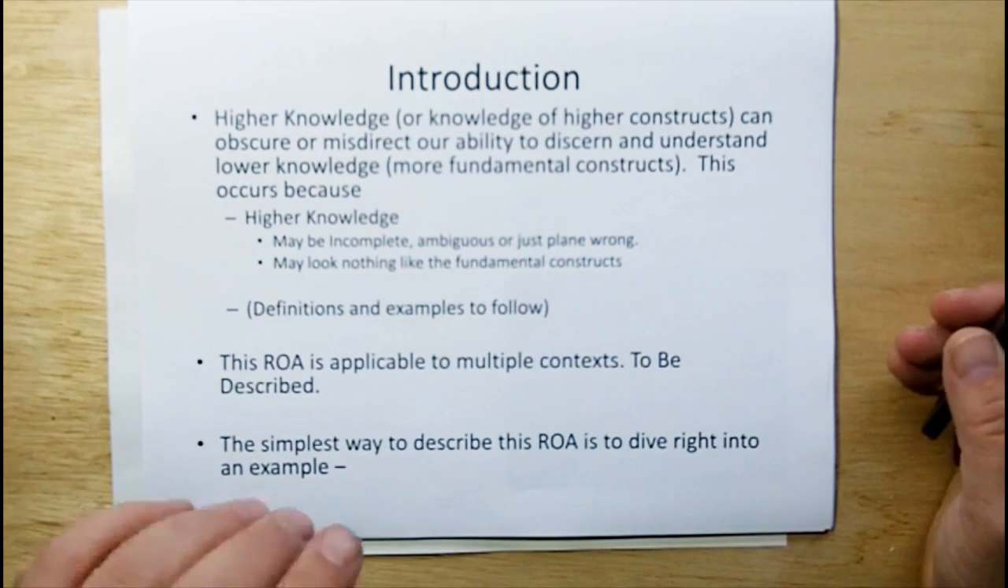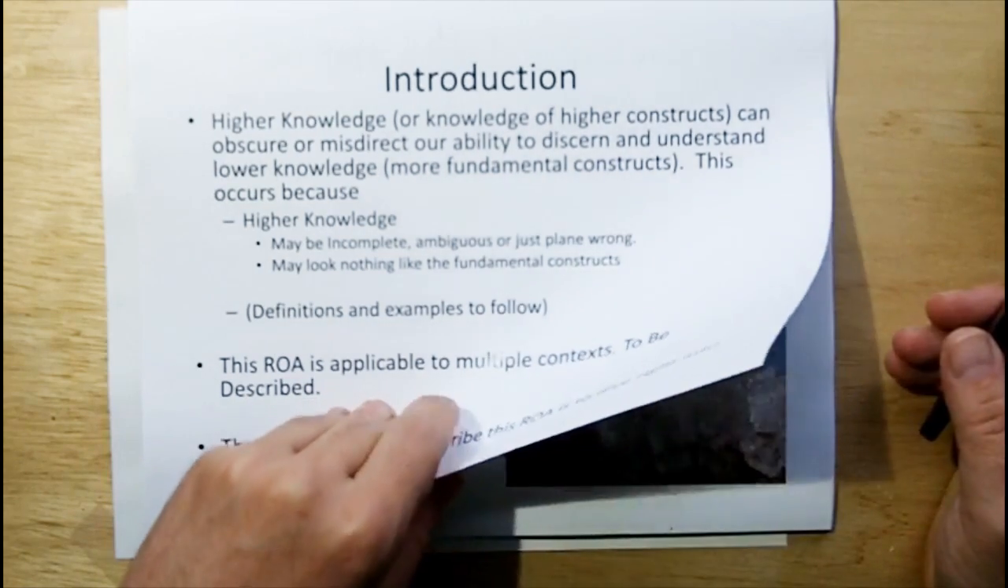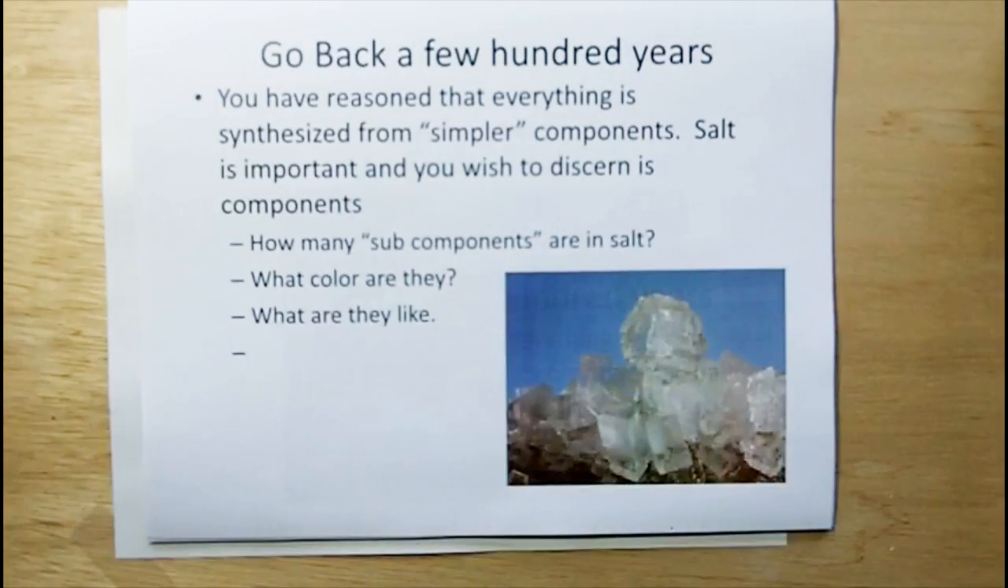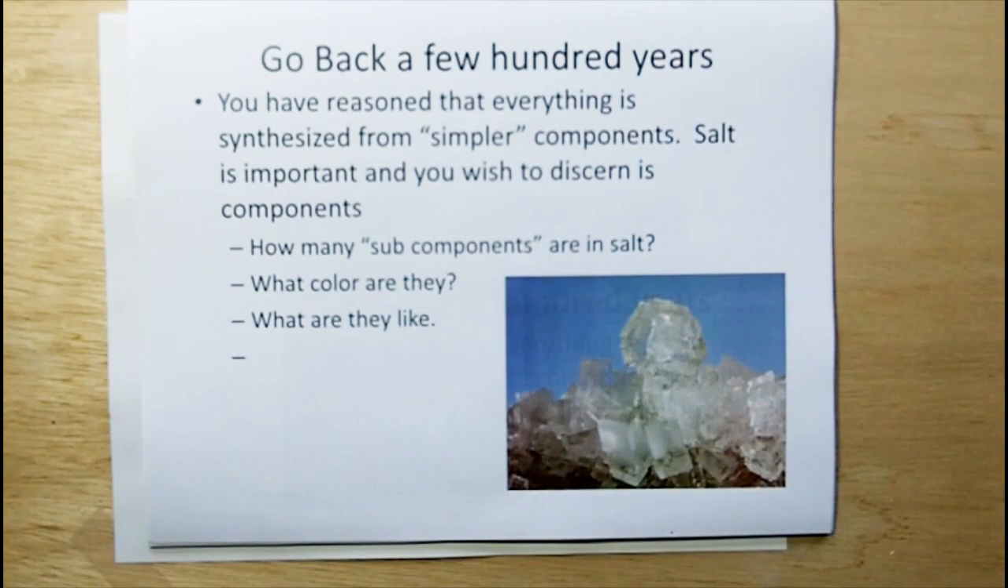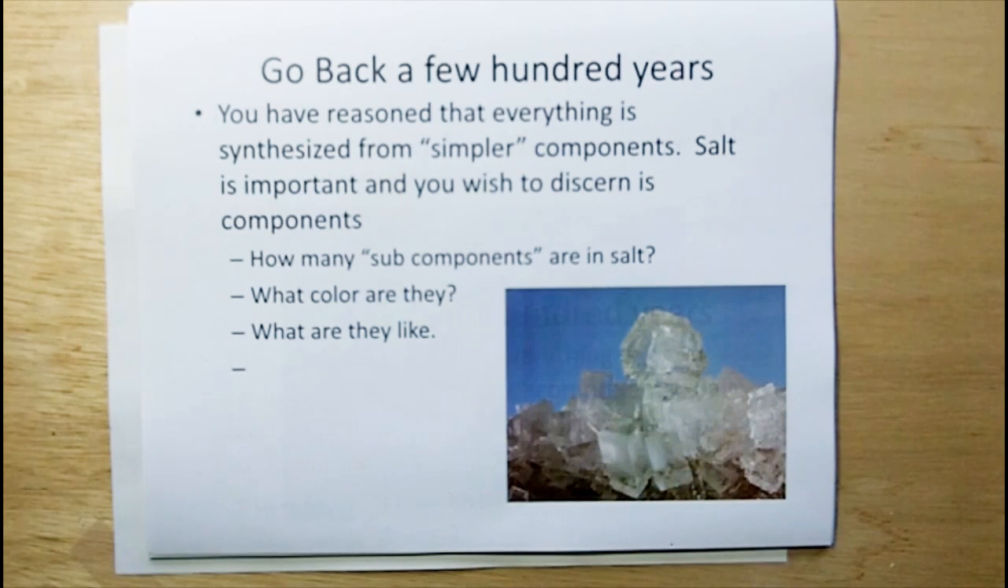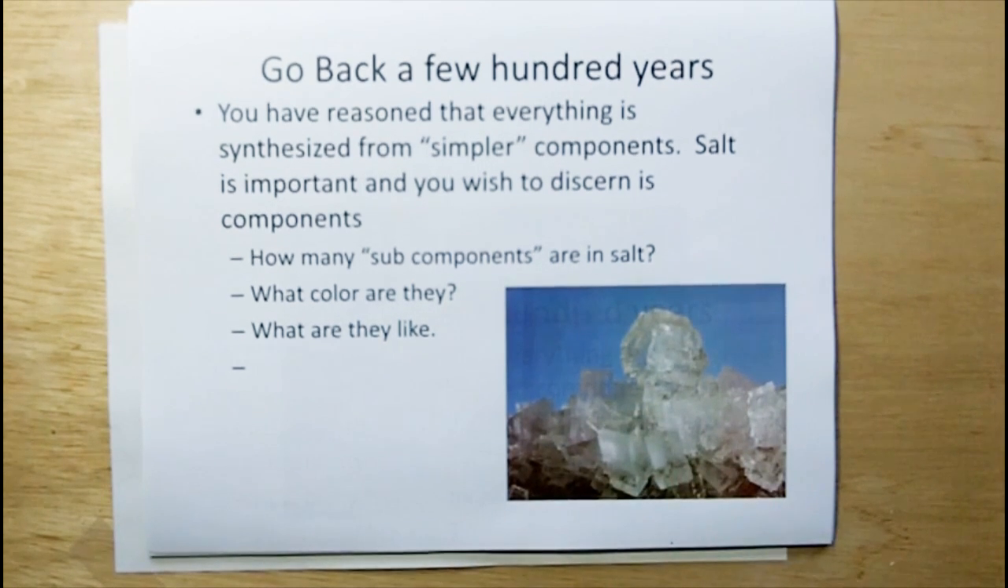The simplest way to describe this rule of acquisition is to dive right in. Let's go back a few hundred years, and let's say that salt was a very important material. Because it's important, you decide, I want to understand more about salt and what it's made of. You also reason that everything is made of something simpler. But from the salt crystal sitting right in front of you, you really can't tell from this higher construct how many components make up salt, and what color are they?